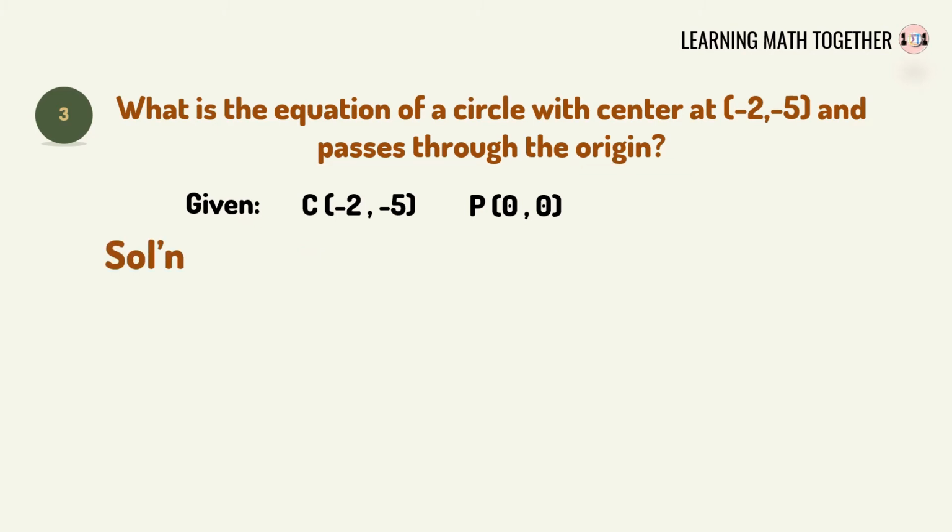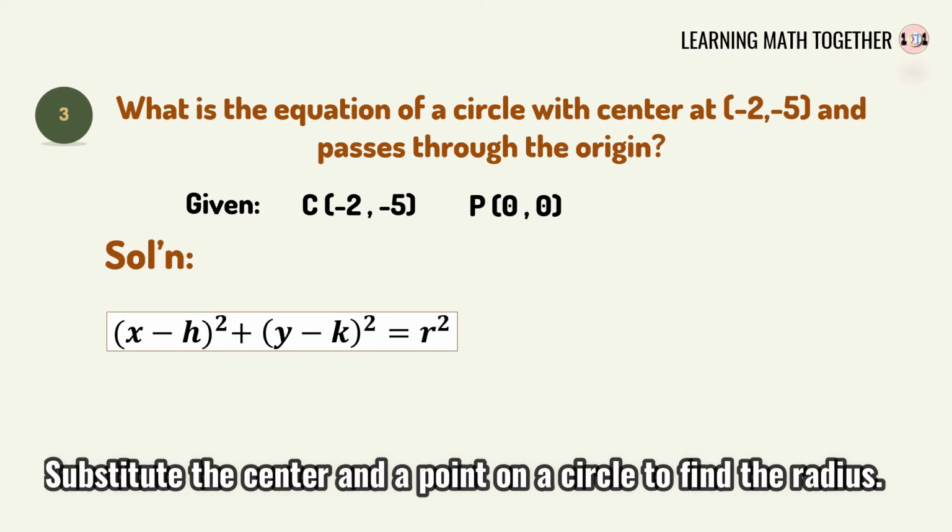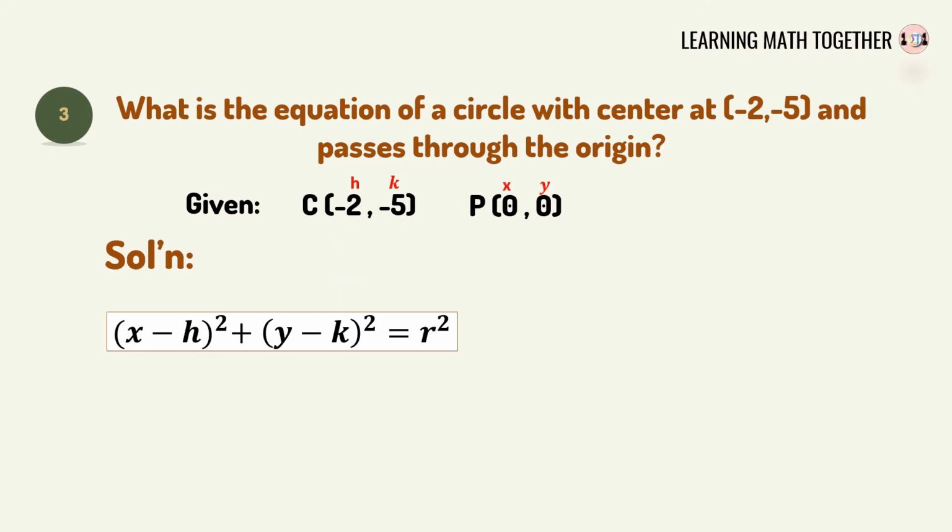So we will apply again this formula for us to substitute the center and the values of x and y. And then let's identify the radius. Take note that this is h and k, and then this is x and y. And radius is the one that is missing in this formula.